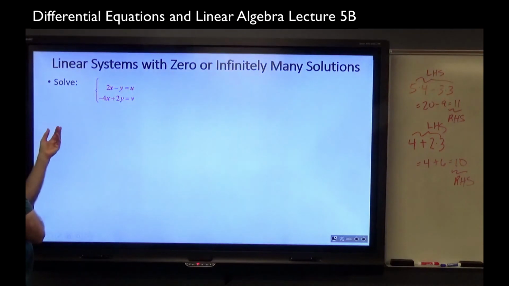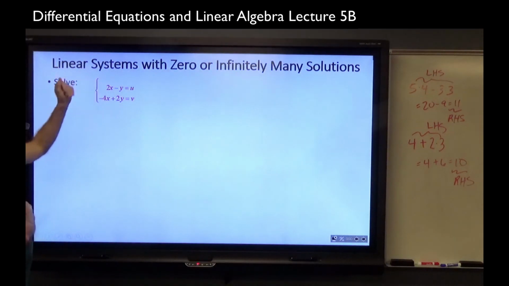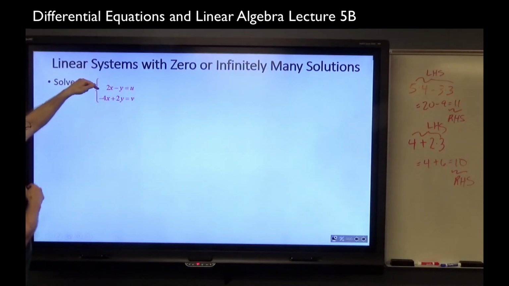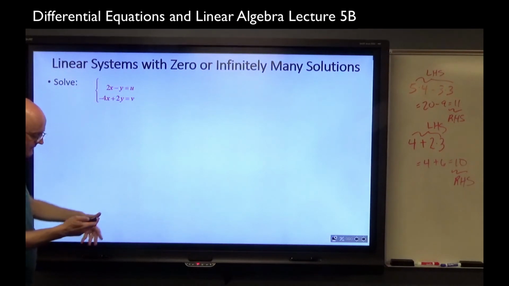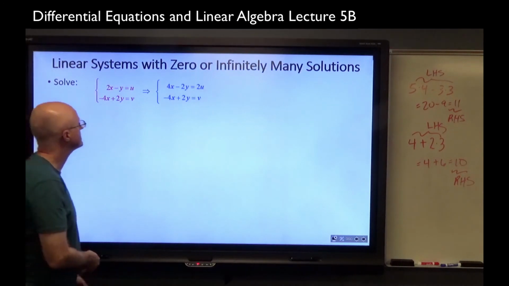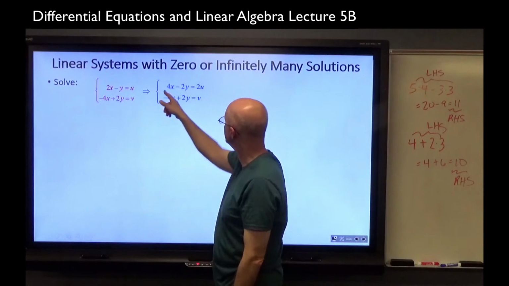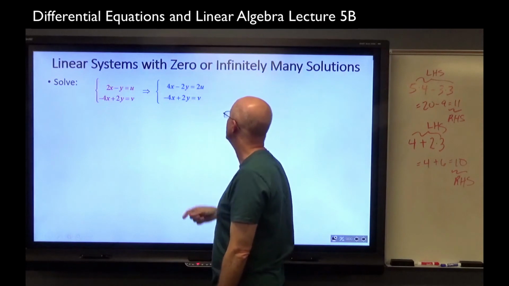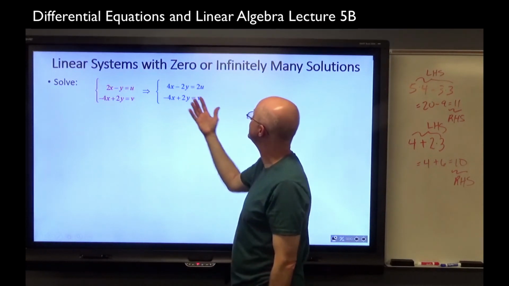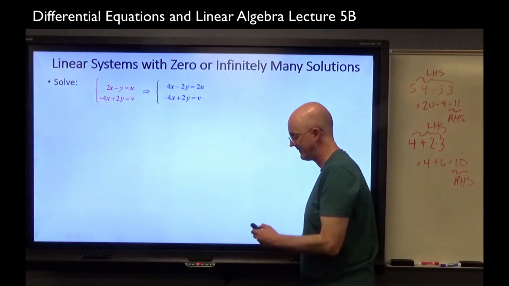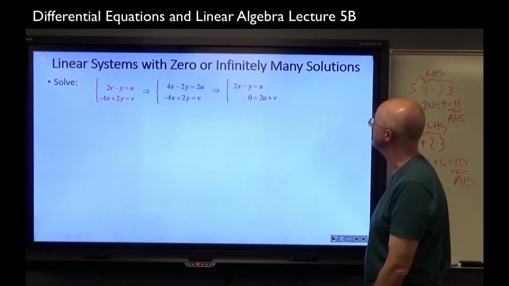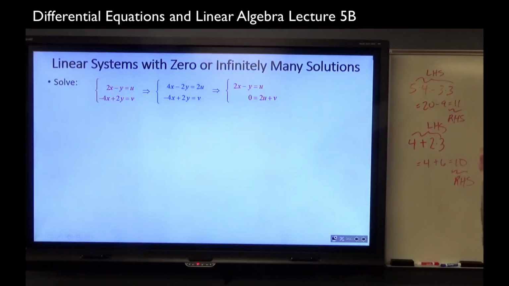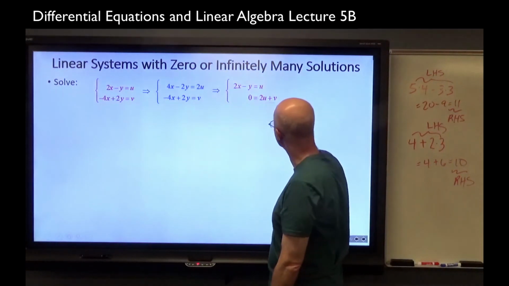Notice that the left-hand sides here are constant multiples of each other. If you multiply the top equation by positive 2 and add it to the second equation, both the x and the y terms will cancel. In fact, let's do that here. Multiply the first equation by positive 2. 2x times 2 is 4x. Negative y times 2 is negative 2y. u times 2 is 2u. Now add these equations. You get 0 on the left-hand side of the second equation when you do the elimination. And what do you get on the right-hand side? Well, you get 2u plus v, which is what you see there.